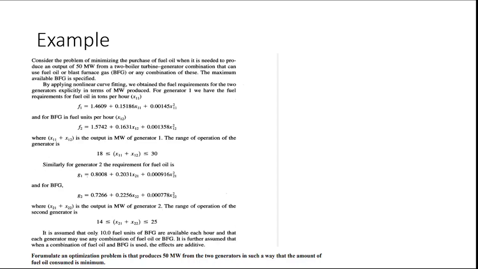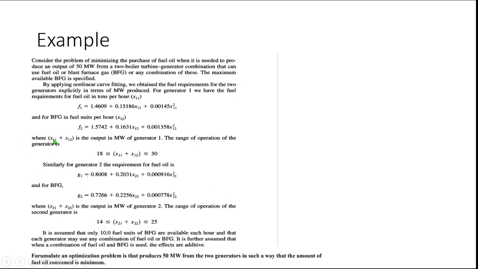Then it says that by applying nonlinear curve fitting, we obtain the fuel requirements for the two generators explicitly in terms of megawatts produced. So for generator 1, we have the fuel requirements for fuel oil in tons per hour, and we have the expression there. Then for the blast furnace gas in fuel units per hour, we also have the expression there. So if I look at generator 1 and I'm considering fuel oil, this is what my expression is going to be. If I'm considering blast furnace gas for the first generator, then this is what it's going to be.